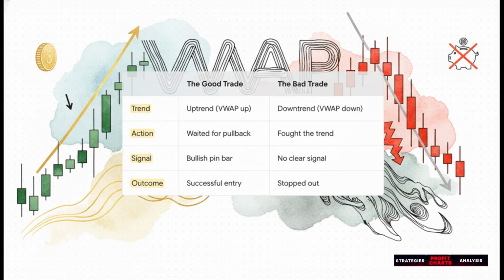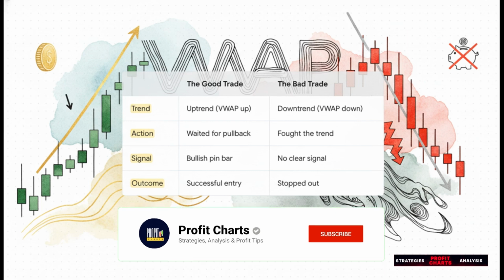Let's break down the good trade. What was the trend? Well, the VWAP was sloping up. It was an uptrend. What was the action? The trader patiently waited for a pullback. And the signal? A perfect bullish pin bar right at VWAP. The outcome? A successful entry and price bounced beautifully.